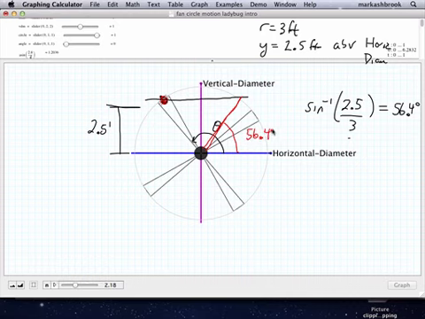So the question is, can we use that to get the angle we want? How can you use 56.4 to get the angle theta where the bug swept from 3 o'clock?